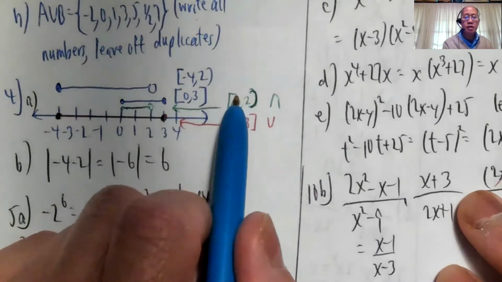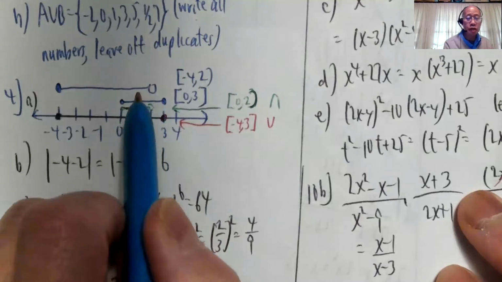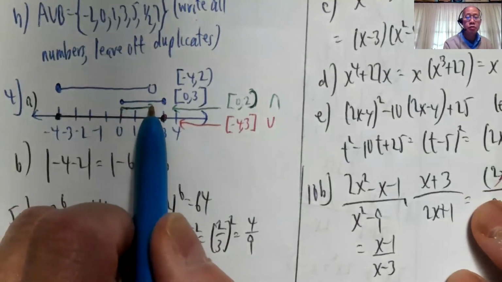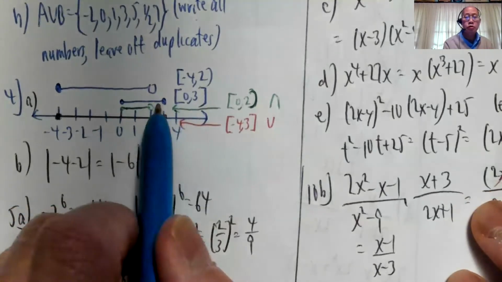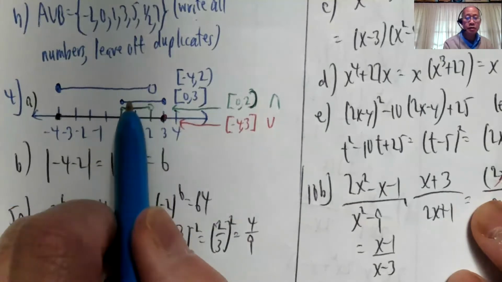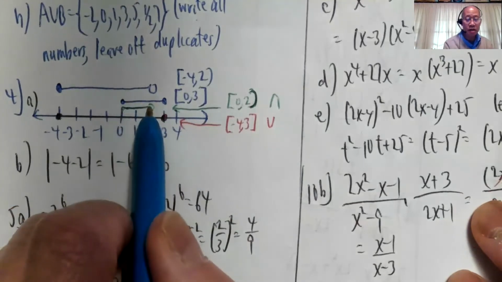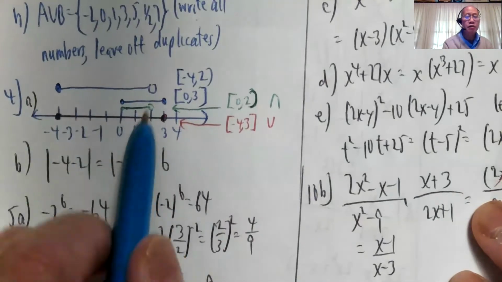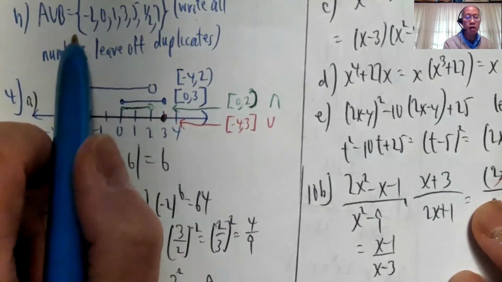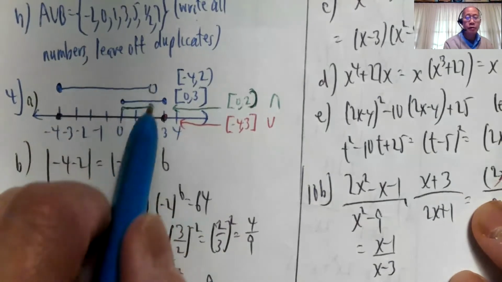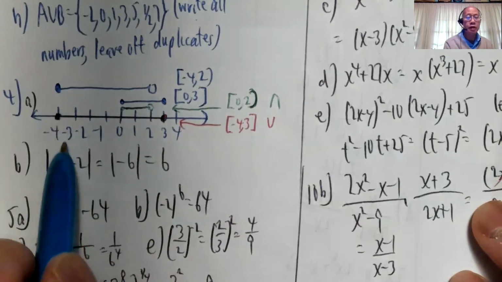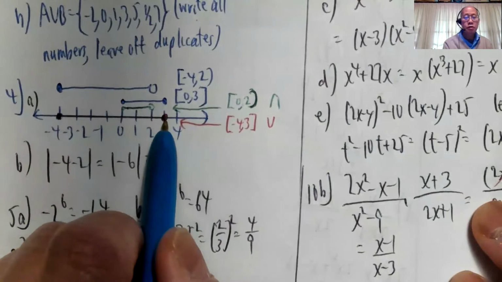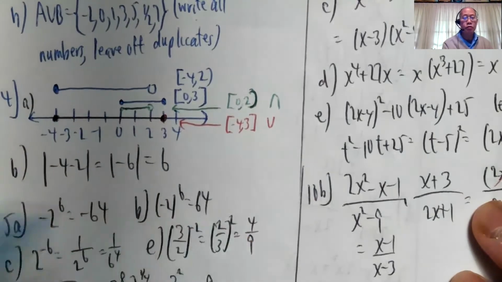For the intersection, what do they have in common? What do these two sets have in common? From 0 to 2, counting the 0, but not the 2. So the two sets have everything here in common. And the union means just put everything here and everything here. It's as if to say if I were to shine a light straight down, what would get illuminated on the number line? Everything from -4 to 3 inclusive, so bracket -4, 3.